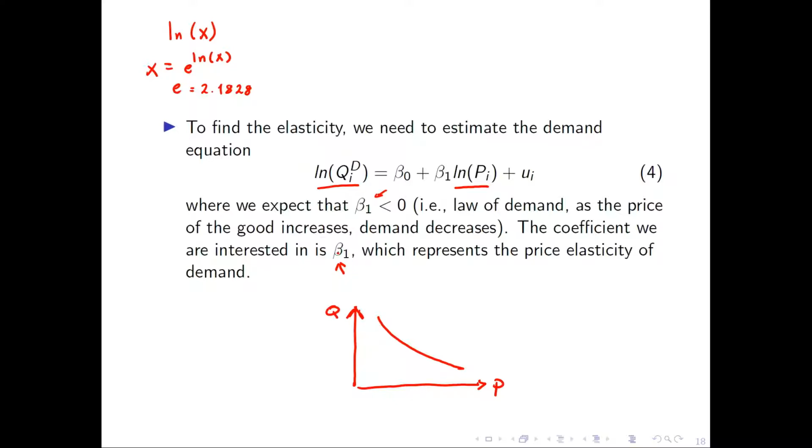So this beta 1 is the percentage change in Q given a 1% change in P.